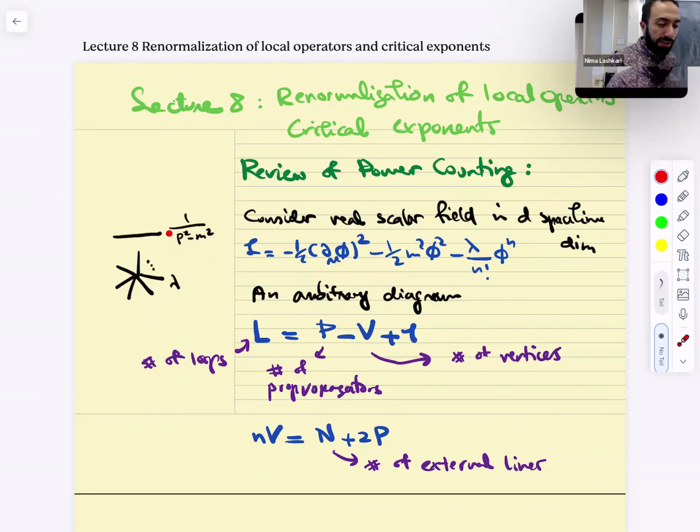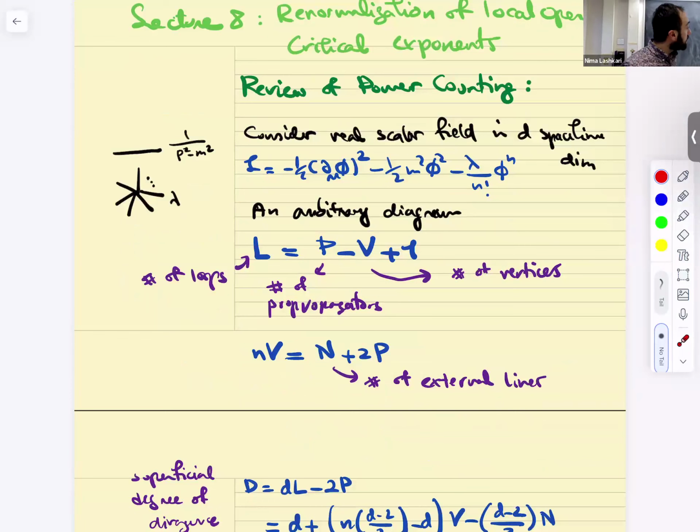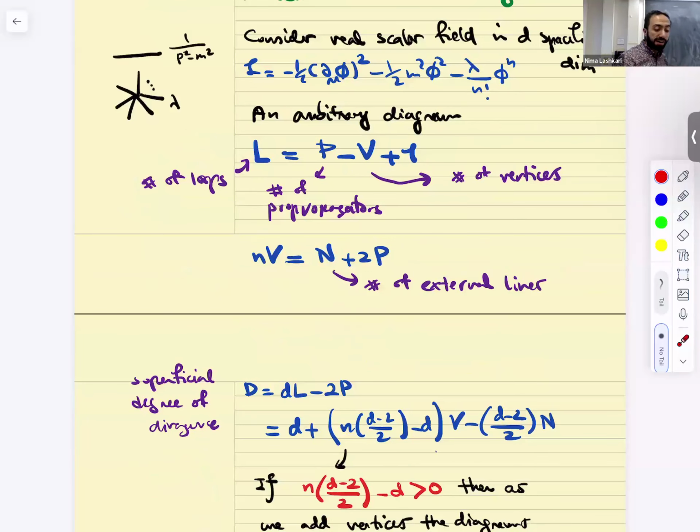So there's a propagator, which is 1 over p squared minus m squared, and then here's a phi n vertex term. We said that if we have an arbitrary Feynman diagram, an arbitrary Feynman diagram is a contribution to some n-point amplitude. There will be a number of loops, L, a number of propagators, and a number of vertices, and they satisfy this relation. That's just geometry. Then because we have vertices where n legs meet, n times v, the number of vertices, is the number of external lines plus 2P. These were two identities based on the geometry of the graph.